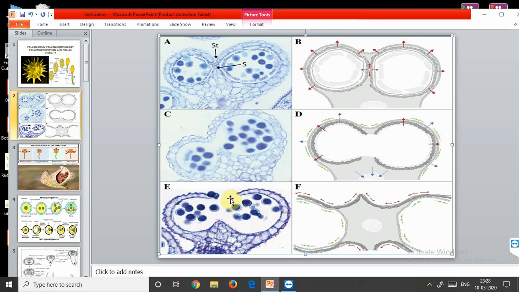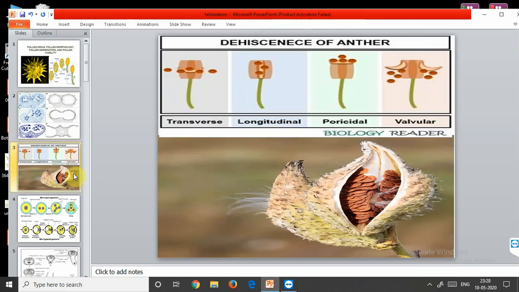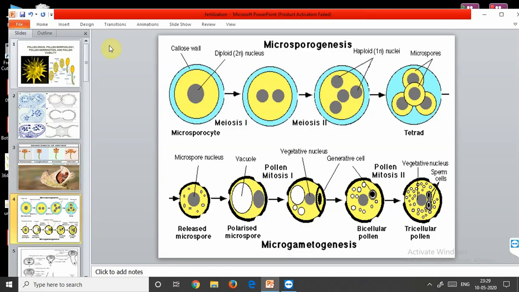Now we'll discuss this. You can see the diagram, the different types of dehiscence. Means in this direction the dehiscence will occur, the longitudinal in the vertical state, then this is the poricidal and valvular. In this diagrammatic picture, you can see the opening, and these are the pollen grains that are being dehisced or released. Now we'll talk about the microgametogenesis or the development of male gametophyte.